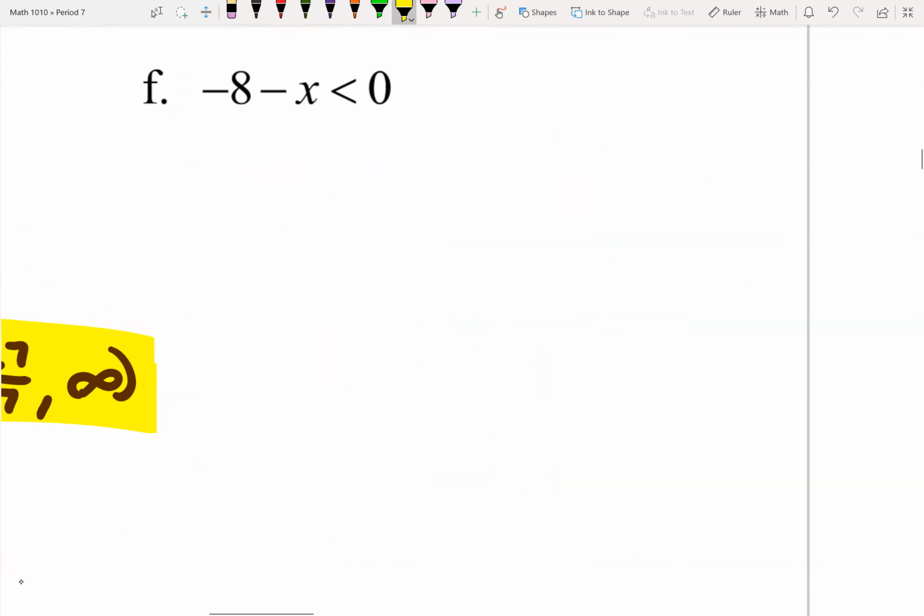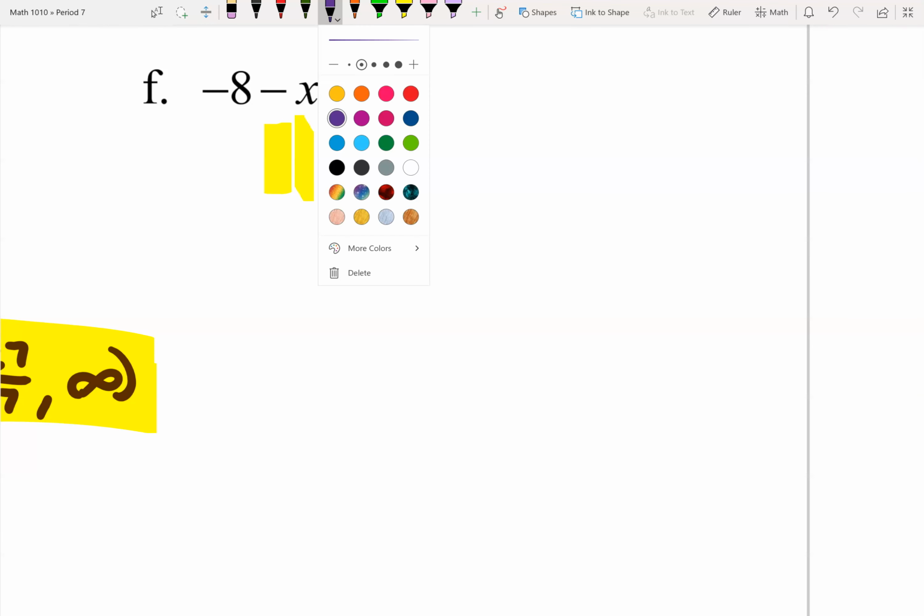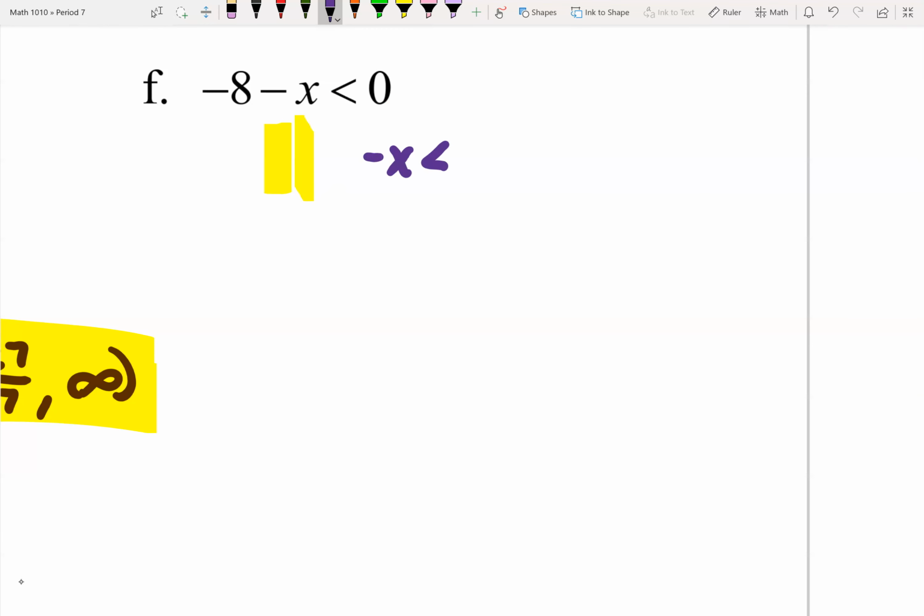Okay, look at F. Looks kind of bad. Don't get all crazy. Just follow the steps. Tell me the first step. Adding. Move your 8. So negative x is less than 8. What do I do now? Divide by a negative. So I get x's, reverse it or don't? Reverse. Yes, reverse it.